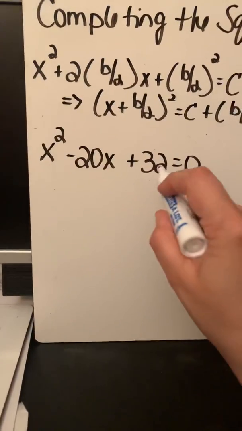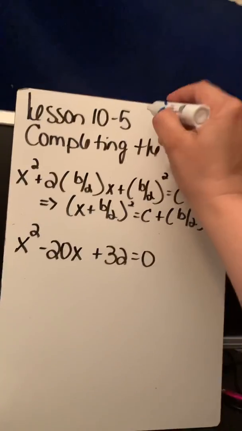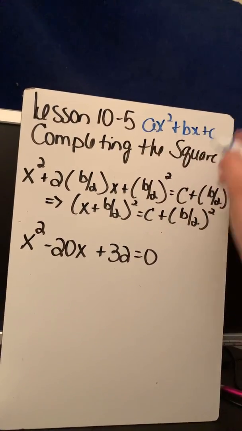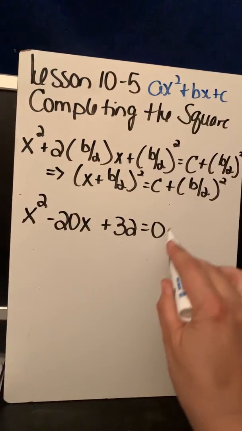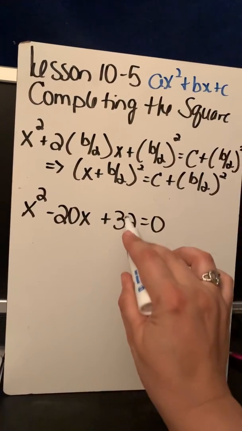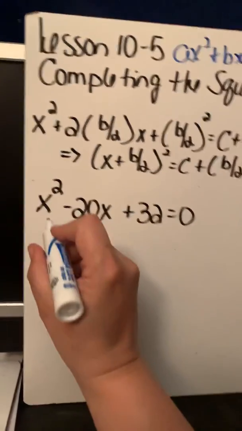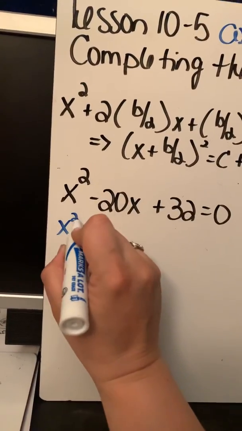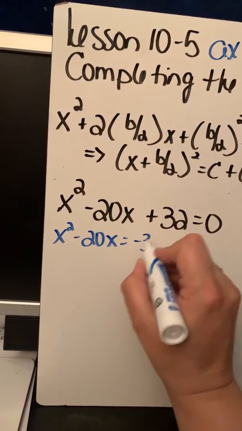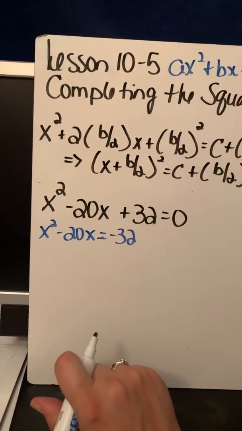First step, make sure that your c, and remember, ax squared plus bx plus c, make sure that c is on the other side. Very, very first step, c on the other side. So we're going to subtract my 32 over. So I would have x squared minus 20x equals a negative 32, because I subtracted my 32 over.